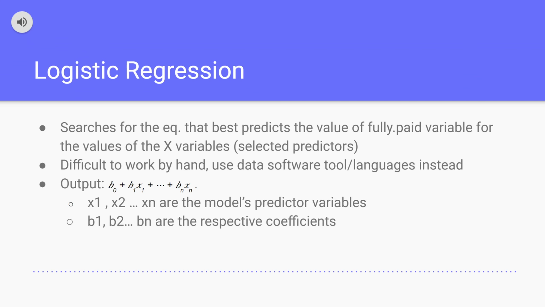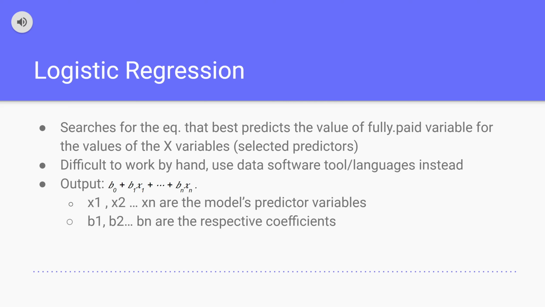Since we decided to move forward with logistic regression, we thought it would make sense to provide some information to help lendingclub.com understand what that model does. So logistic regression searches for the equation that best predicts the value of, in this case, the fully paid variable using the values of the x variables, which are, in this case, all the selected predictors. This is a model that is difficult to work by hand, so it is most recommended to use data software tools or languages instead.